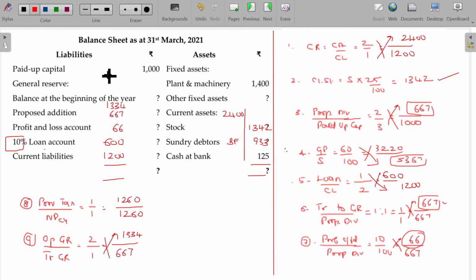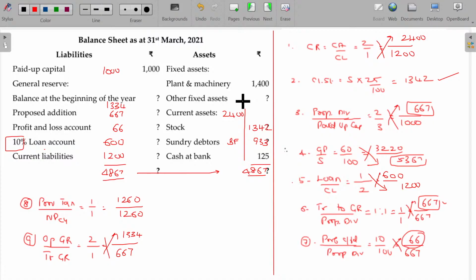What about the liability side? We have posted all the items. Simply you can total the liability side. The total being 4867. Definitely the same will be on the asset side also, 4867.